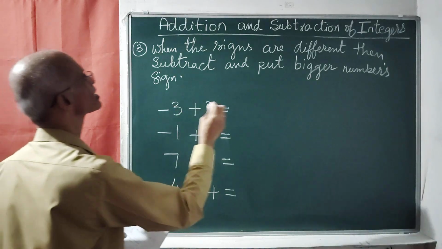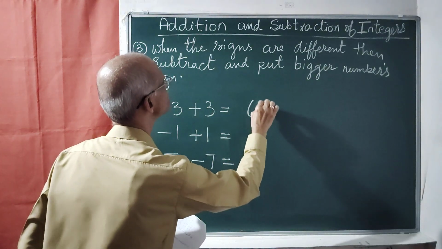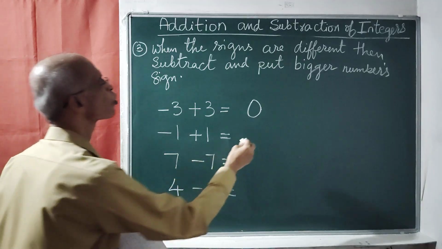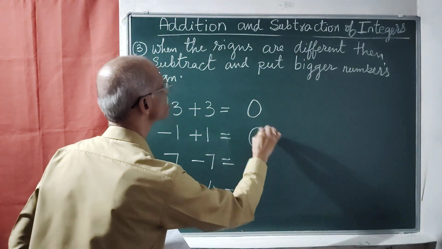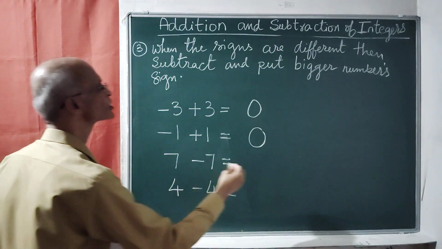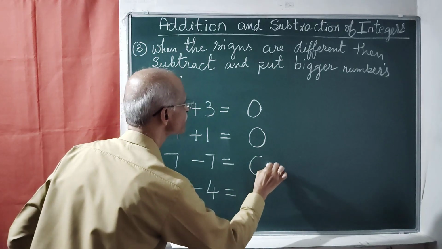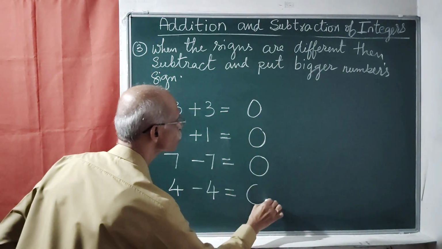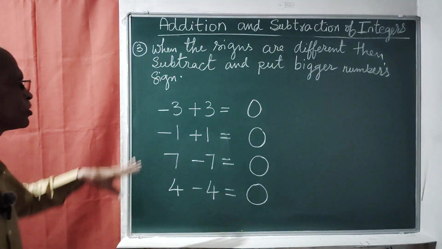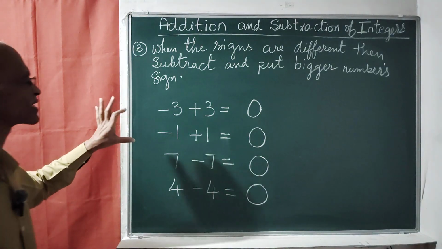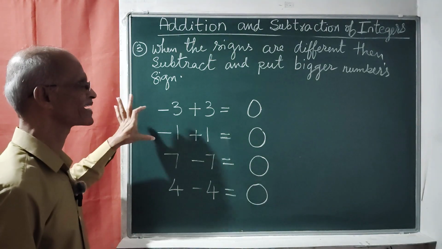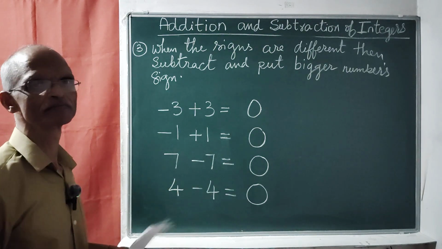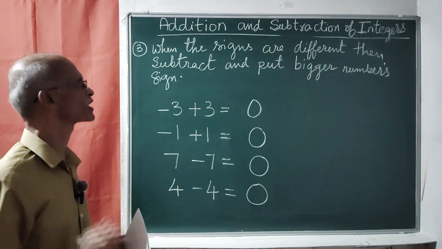If I subtract, I'll get 0. 0 doesn't carry any sign. Each of these gives 0, and 0 has no sign. So the rule says subtract and put the bigger number's sign, but here we are getting 0, and 0 has got no sign.